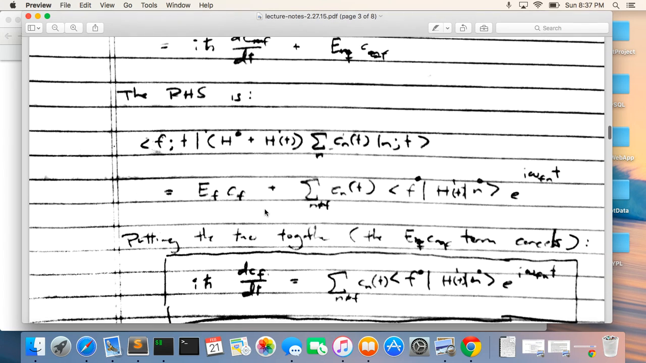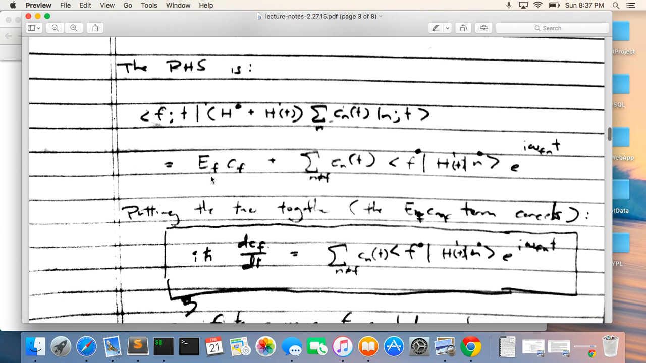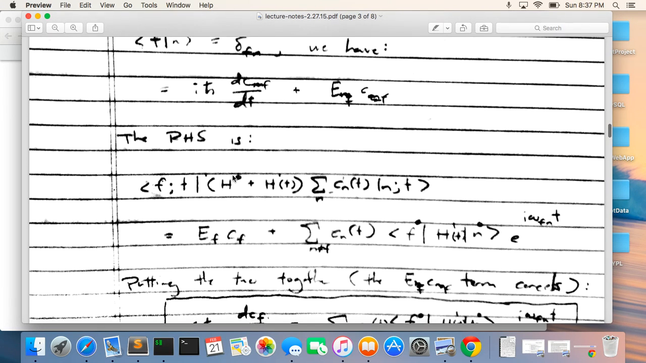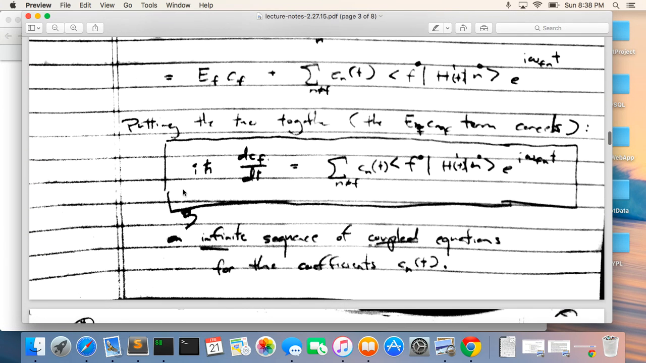And so let's see what I have. Here's the left-hand side. Here's what I have on the right-hand side. And you can see what happens is the EF times CF terms are going to cancel. And what I have left is a differential equation for these coefficients, right? And what you see is that the coefficient F depends on all the other coefficients, all right?